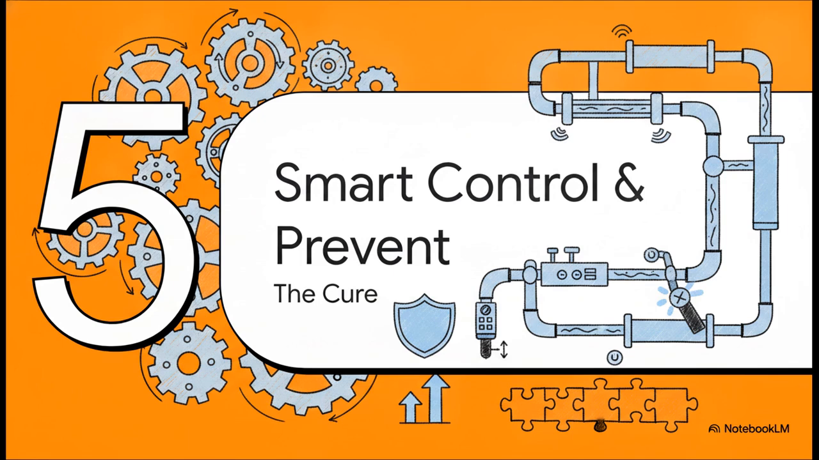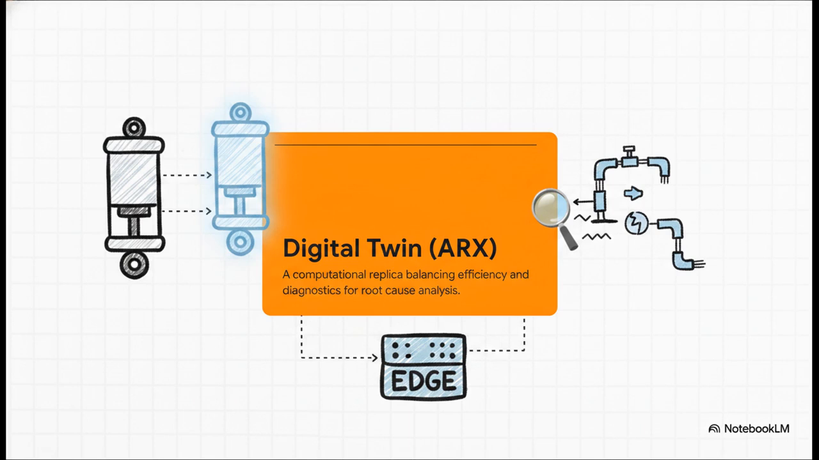Section 5. Smart Control and Prevention. The Cure. So what is the cure? We use digital twins. By utilizing ARX models, which stands for autoregressive with exogenous inputs, basically meaning it accounts for external forces, engineers can create a virtual replica of the hydraulic system. It's a good enough mathematical twin that perfectly balances computational efficiency with actual diagnostic capability.